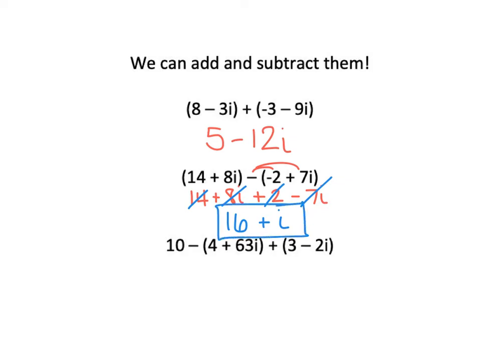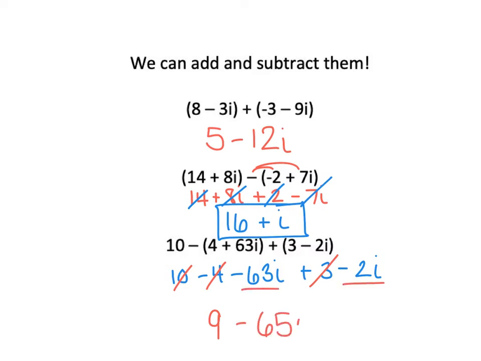The next one, I have 10 minus, I'm going to rewrite this. I'm going to distribute my minus sign, so I'm going to make it 10 minus 4 minus 63i, plus 3 minus 2i. So I'm just kind of getting rid of all of my parentheses. Now I'm going to combine the real parts. So 10 minus 4 would be 6, plus 3 is 9. And then I have negative 63i minus 2i would be negative 65i. So here is my complex number, part real and part from the imaginary number system.